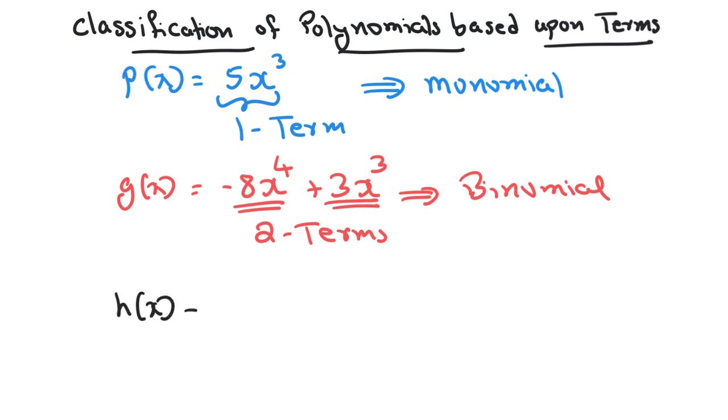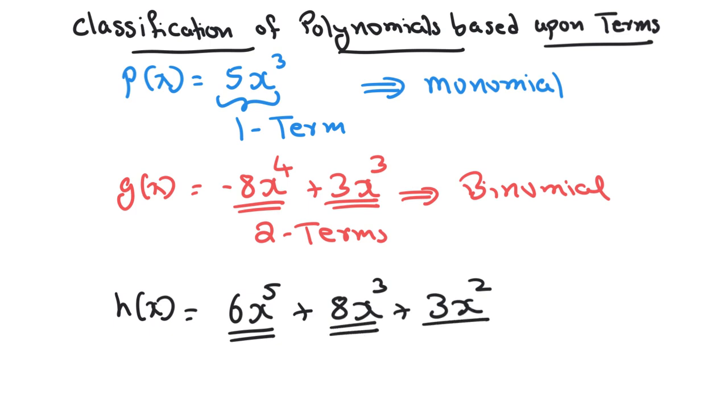H of x is equal to 6x to the power 5 plus 8x cubed plus 3x squared. Is this a polynomial? Yes. How many terms does this polynomial have? It has 3 terms. So a polynomial with 3 terms is called, can you guess? It's called trinomial. Good, very good.